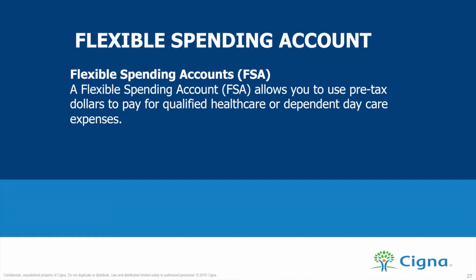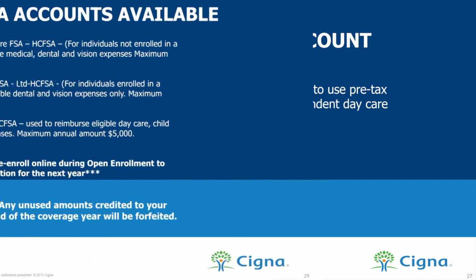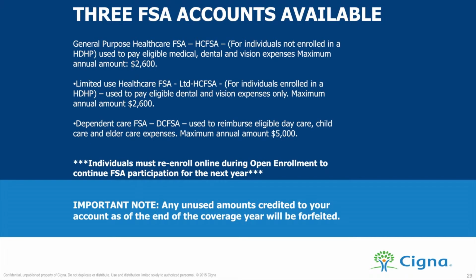So a flexible spending account allows you to put aside pre-tax dollars to pay for qualified health care or dependent care. So you can elect the amount that you want to put aside to pay for different health care expenses, or if you have dependent daycare, and then that is going to be funded the first day of your plan that you then can use to pay for those expenses within that plan year. So you have 3 different options available to you.